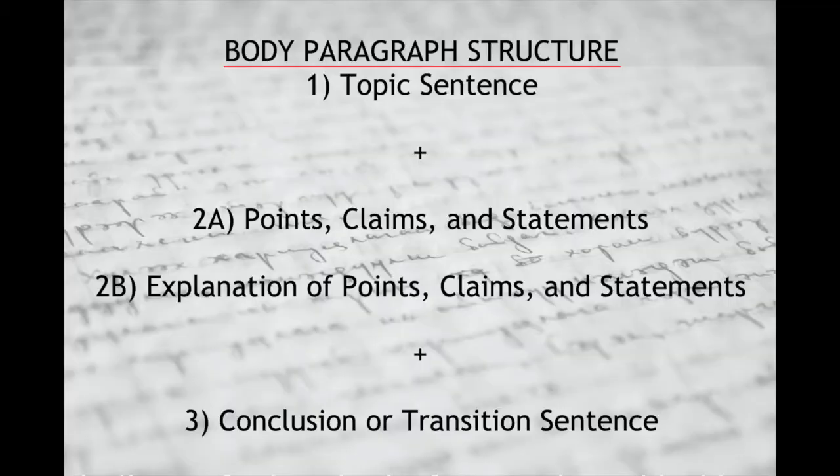You have three major components. You have the topic sentence, which is a miniaturized introduction. Then you have your points, claims, and statements. And then you have your explanation of those points, claims, and statements, which we'll get into in just a second. And then you usually end a body paragraph with either a conclusion sentence, or if you mean to transition into the next paragraph, you can have a transition sentence.